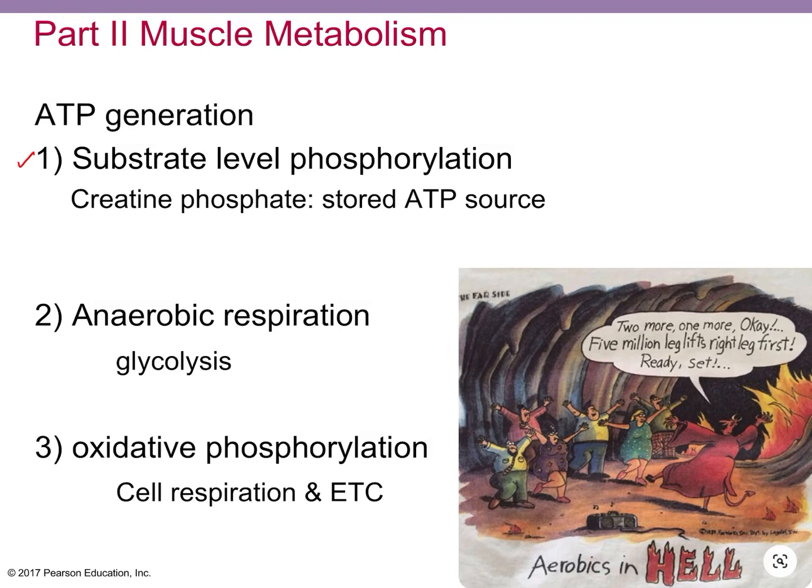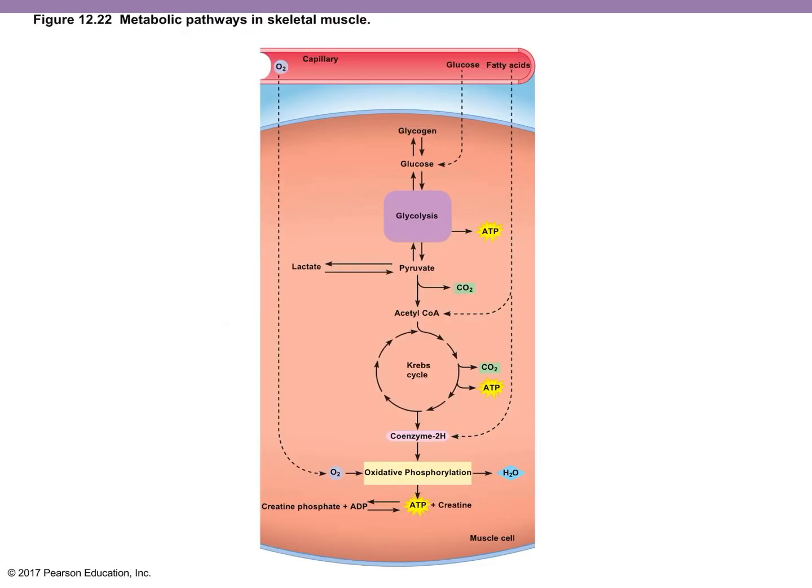And one of them is called substrate level phosphorylation. That is with an enzyme. And then we have anaerobic respiration, which is just the glycolysis step in the cellular respiration pathway. And then we have the entire cellular respiration pathway, or oxidative phosphorylation, where we make ATP using the electron transport chain. So 3 different ways that we can make ATP. So let's look at the picture here.